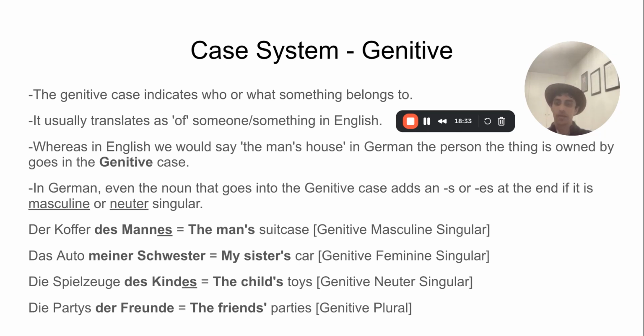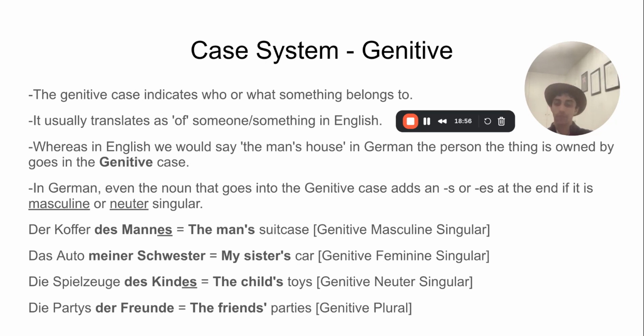Here are some examples of the genitive case to see how it works. Der Koffer des Mannes. It translates literally as something like the suitcase, which is in the nominative case, of the man. But in English, we're most likely to say the man's suitcase. So that's an example of the genitive masculine singular.